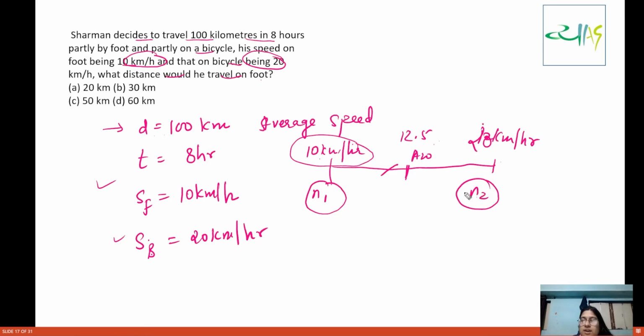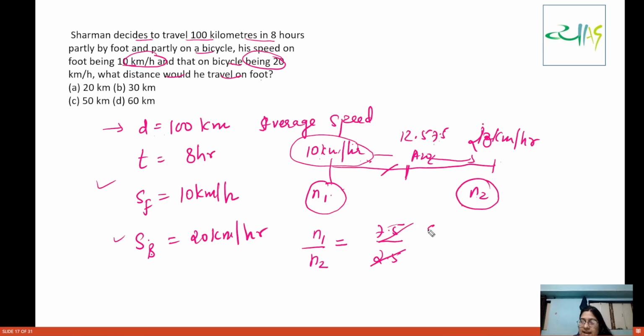So n1 by n2 is equal to this: n1 corresponds to this distance, which is 7.5, so we will write 7.5 here. And n2 corresponds to this distance, which is 2.5.